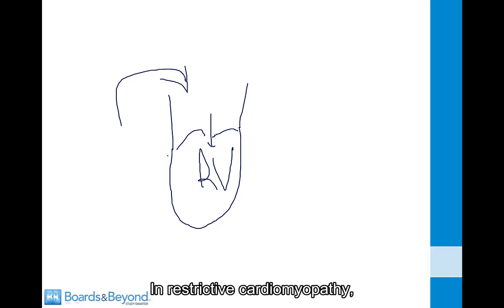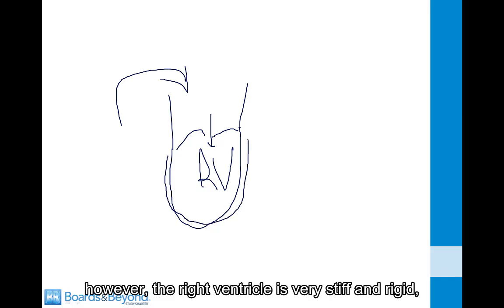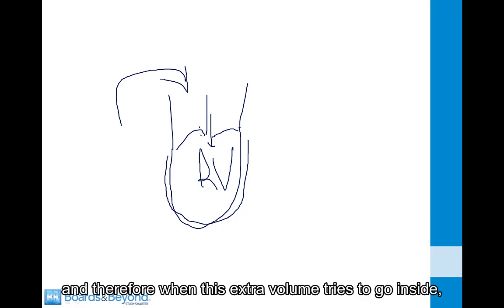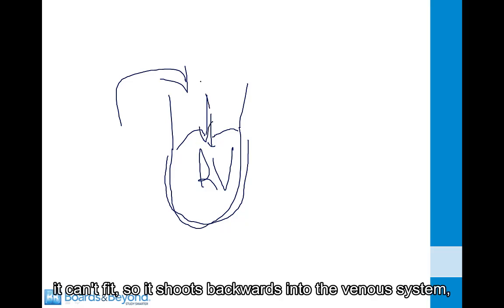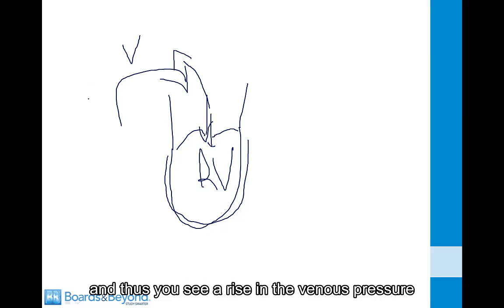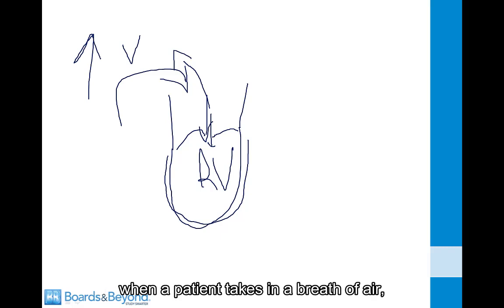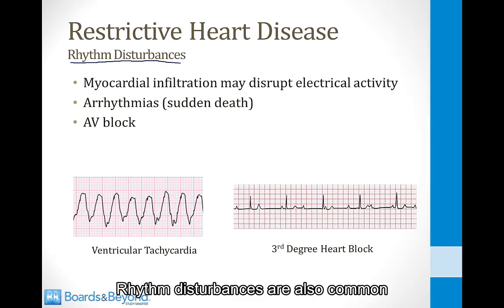In restrictive cardiomyopathy, however, the right ventricle is very stiff and rigid, and therefore when this extra volume tries to go inside, it can't fit. So it shoots backwards into the venous system, and that's what you're looking at when you look at the neck, and thus you see a rise in the venous pressure when a patient takes in a breath of air, and that's called Kussmaul's sign. Rhythm disturbances are also common to many forms of restrictive heart disease.